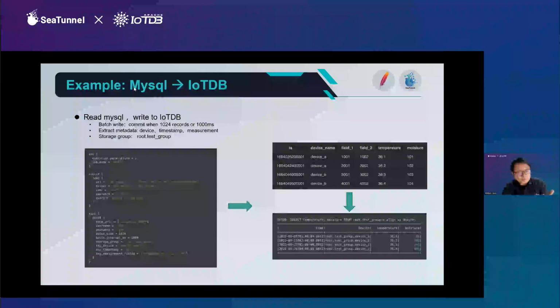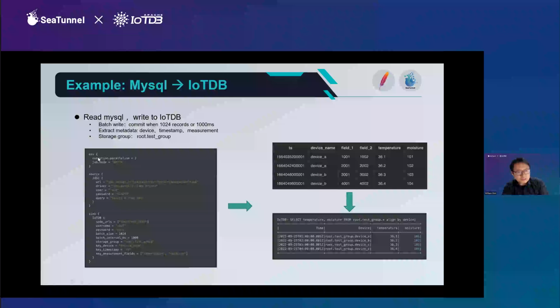And also here is an example from MySQL to IoTDB. We just read MySQL and write to IoTDB. Now we made it a batch write mode and commit when we reach 1,000 records or 1 second; we will commit the whole batch at that time. And we will extract metadata like device, timestamp, and measurement. And we use the storage group as a root test group.